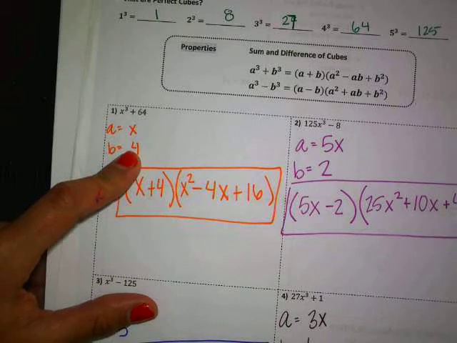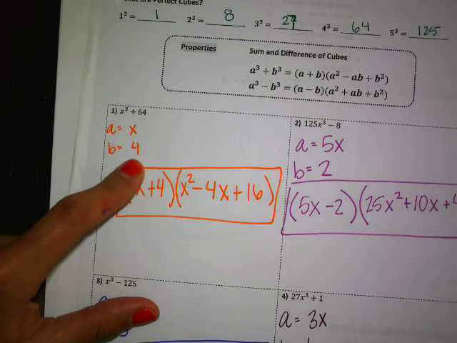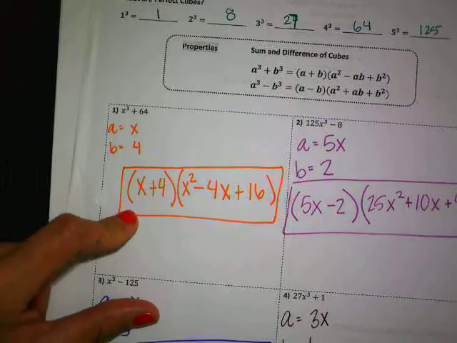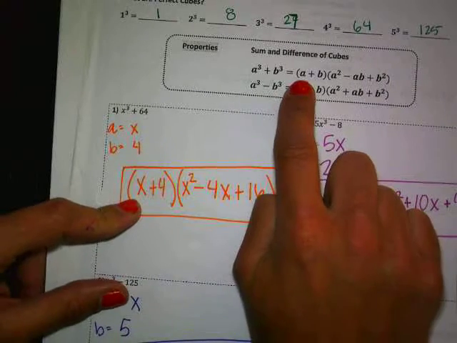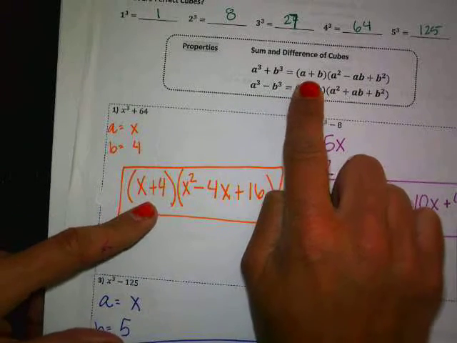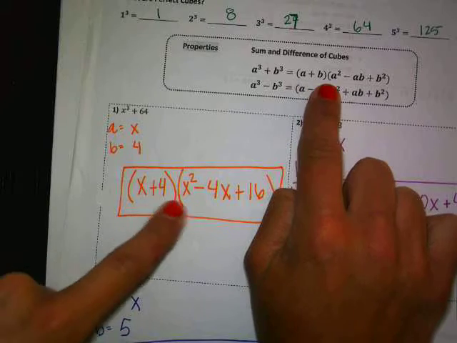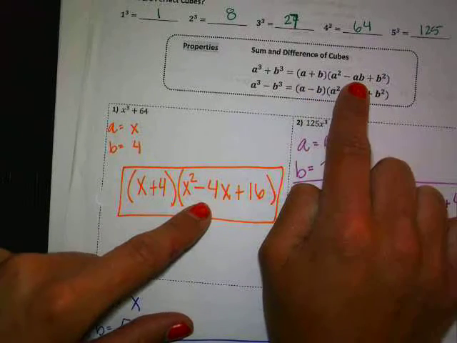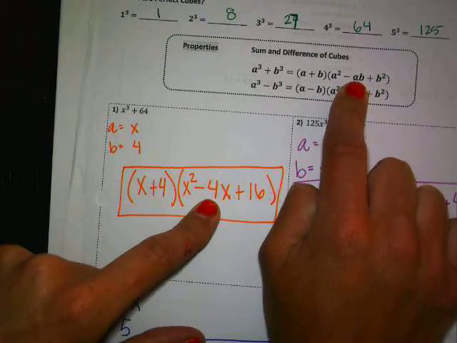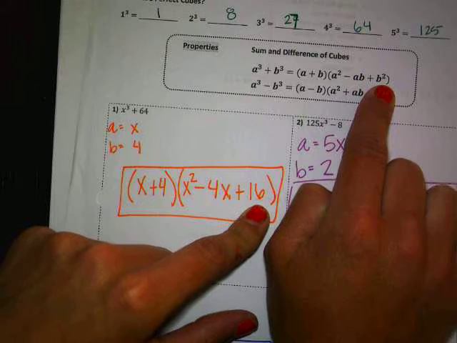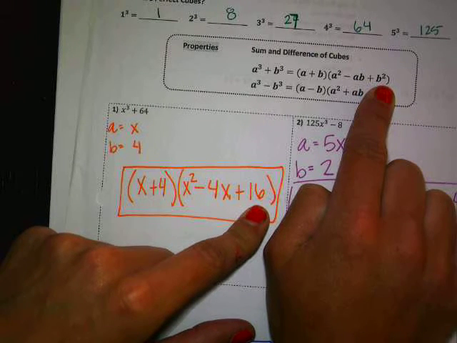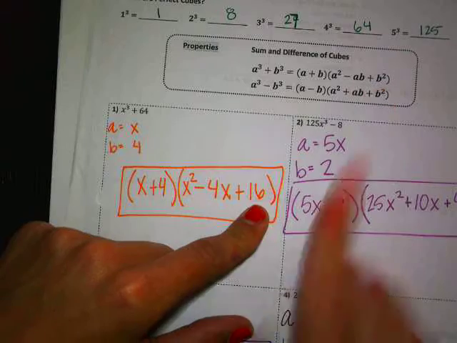Does that make sense? A is x, b is 4, right? Okay, and so now all you have to do is plug it into the formula. So in place of the a, I put x. In place of the b, I put 4. In place of the a, I put x. A times b, that's 4x. And then b squared, which is 4 squared. And that's it. Okay? So that's what we did yesterday.